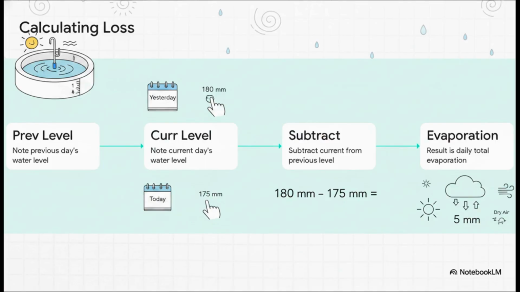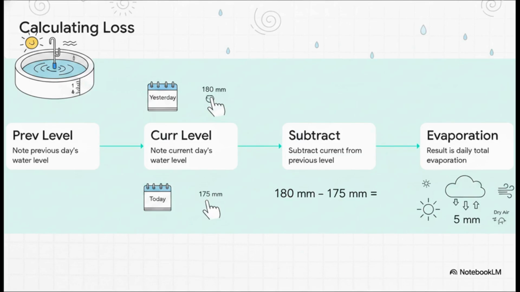Step 1. You note the previous day's water level using your hook gauge. Let's just say yesterday it was filled up to 180 millimeters. Step 2. You go out and check the current day's level. Today it reads 175 millimeters. Step 3, you just subtract the current level from the previous level. 180 millimeters minus 175 millimeters, and step 4 gives us our result. We've experienced exactly 5 millimeters of total daily evaporation.